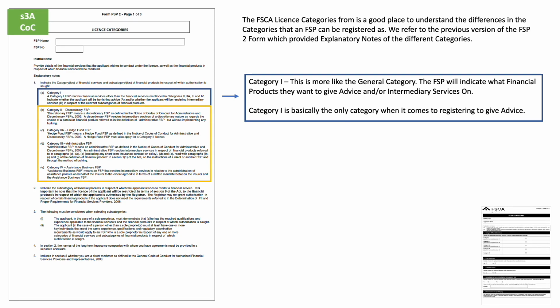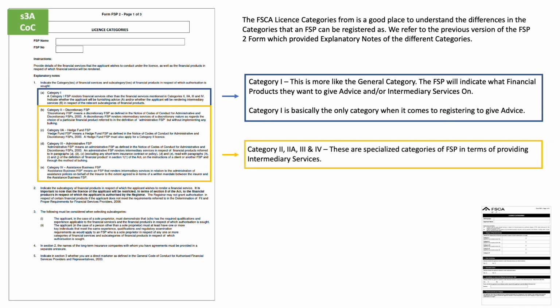Category 2, 2A, 3, and 4. These are specialized categories of FSPs in terms of providing and rendering financial services, specifically intermediary services. Category 2 is known as a discretionary FSP. Category 2A is known as a hedge fund FSP. Category 3 is known as an administrative FSP. Category 4 is known as an administration for assistance business FSP.